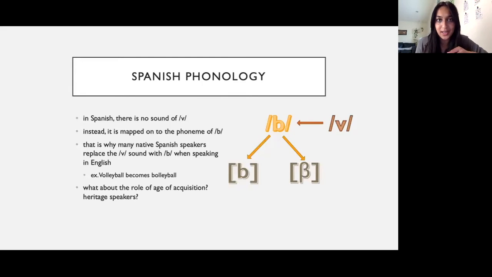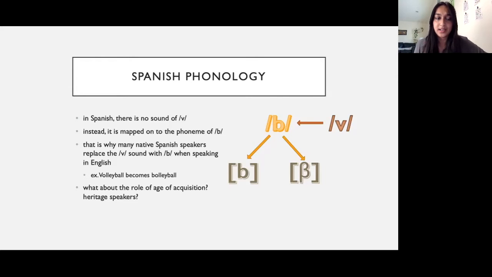And this is really interesting in comparison to English because in English, we know that B and V are two separate sounds. We make clear distinctions between them. And so this is why a lot of native Spanish speakers replace that V sound with a B when speaking in English. So a word like volleyball becomes bolleyball. This kind of raises questions such as, what's the role of age of acquisition when you learn Spanish, when you learn English, on these representations, on this understanding between B and V? What about heritage speakers?